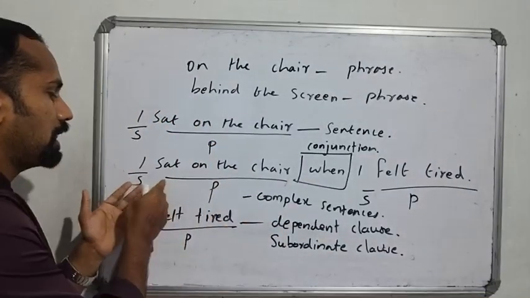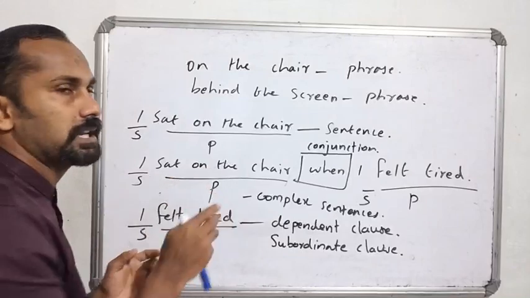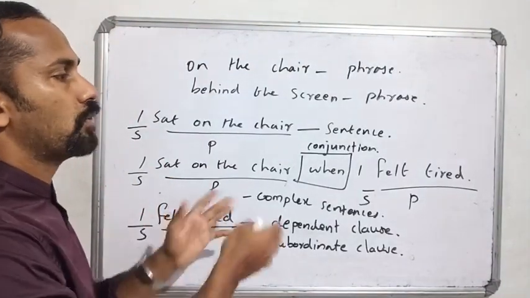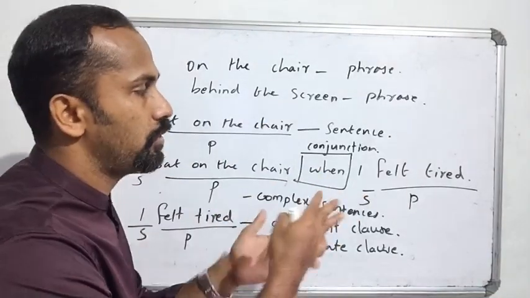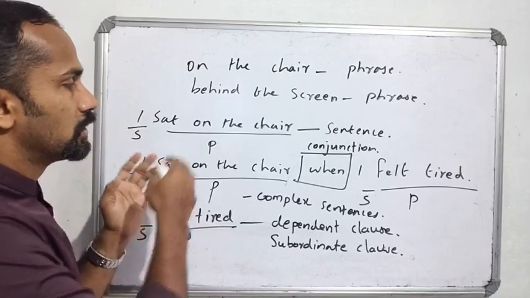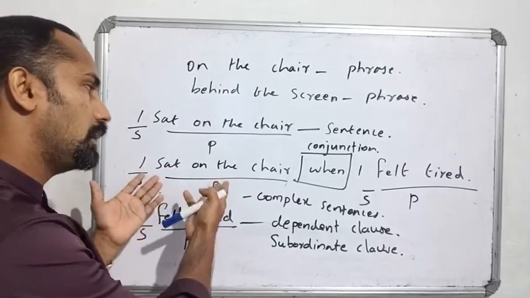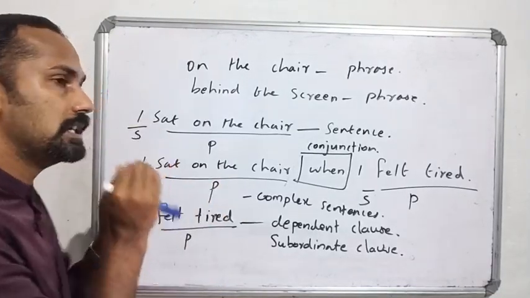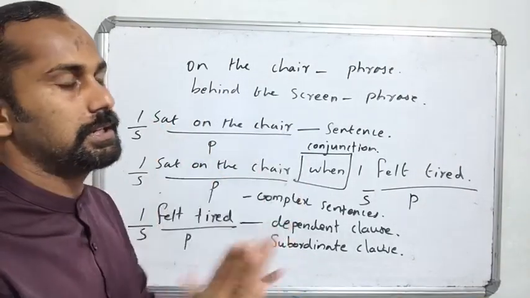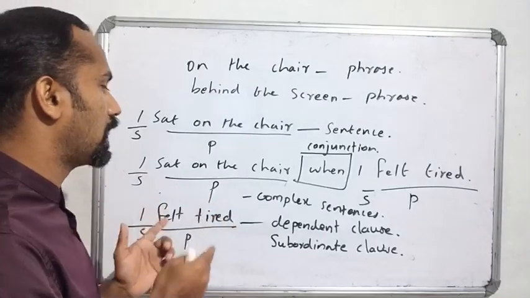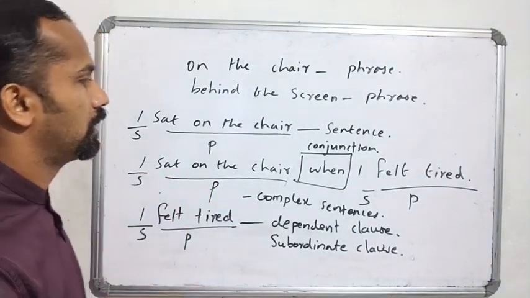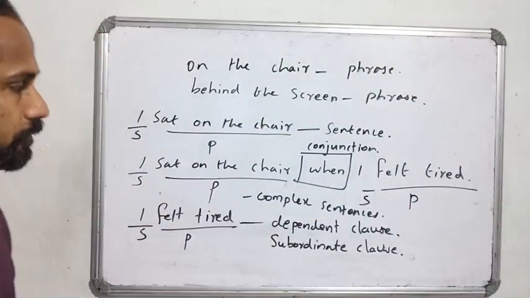But "I fell on the chair" is an independent clause, because it does not depend on other words or other clauses or other sentences for the complete meaning. Without other clauses, it gets complete meaning. So it is not dependent, it is independent. And the other name for an independent clause is principal clause.